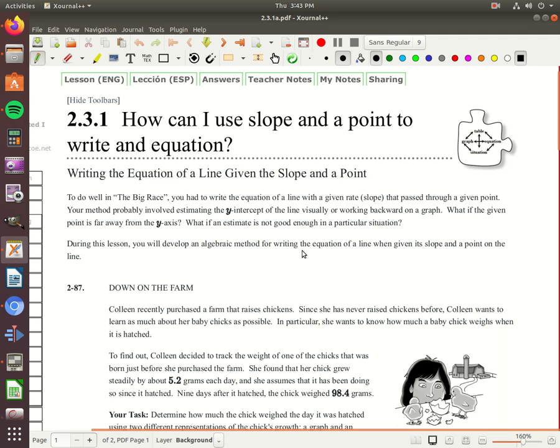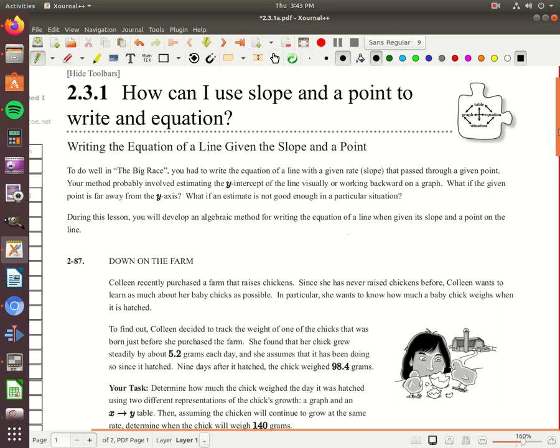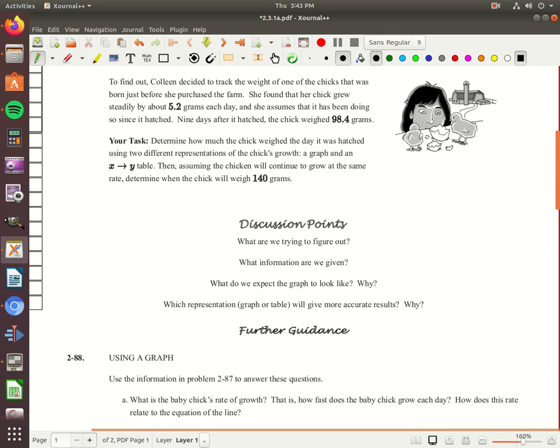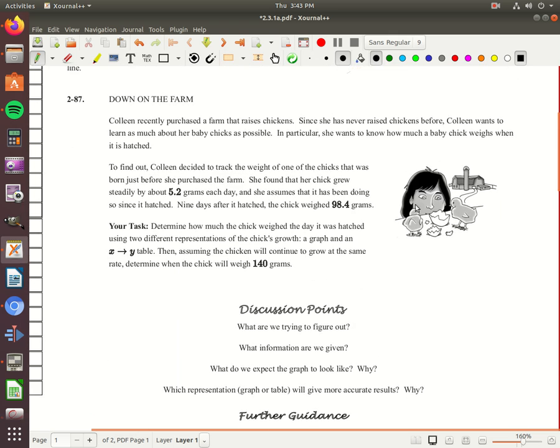So during this lesson, you will develop an algebraic method for writing the equation of a line when given its slope and a point on the line. And it's actually pretty easy to do, but we have to make sure that we understand what's going on here. So Colleen recently purchased a farm that raises chickens. Since she has never raised chickens before, Colleen wants to learn as much about her baby chicks as possible. In particular, she wants to know how much a baby chick weighs when it is hatched.